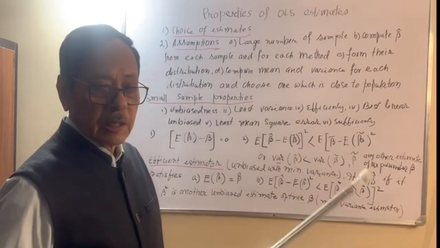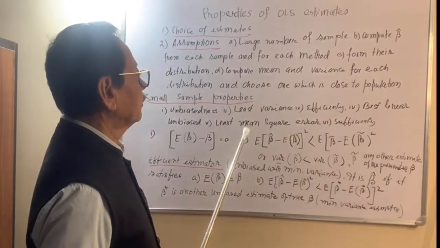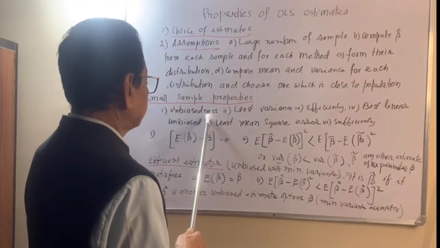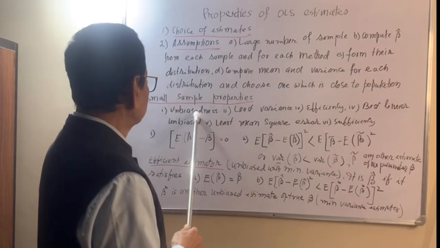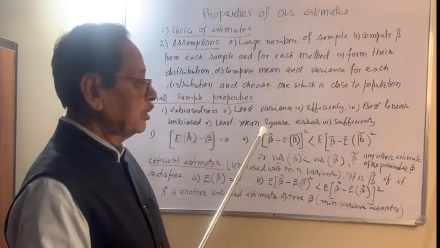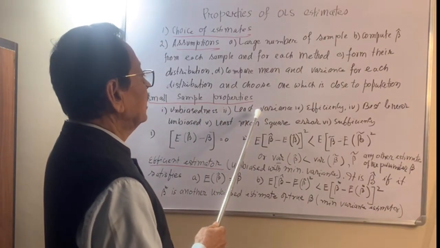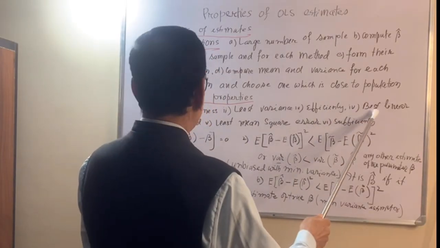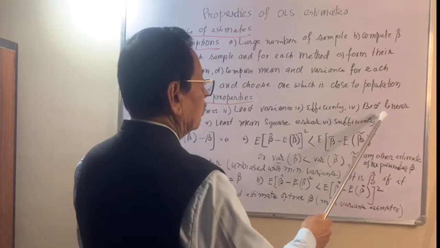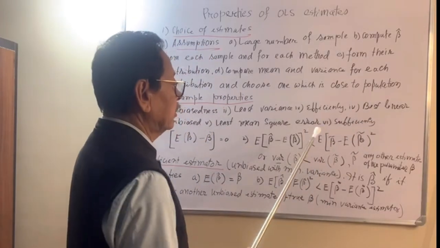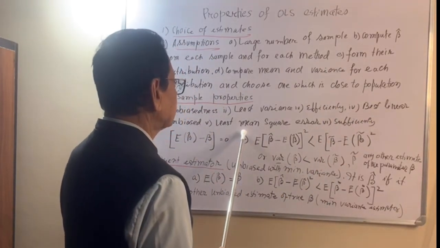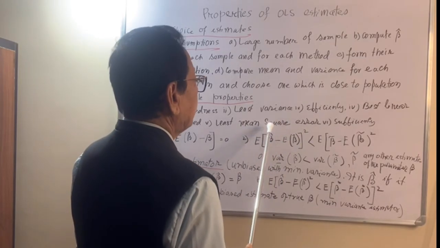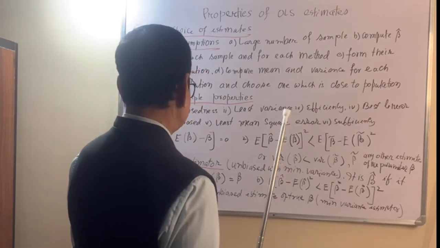Then the small sample properties. Samples may be larger or smaller. The small sample properties are: unbiasedness, so we select on the basis of unbiasedness; then least variance, the variance should be the least; then it should be efficient; and best linear unbiased, which is called BLUE. We will discuss it in detail later on. Then least mean square error, that is called MSE, and sufficiency.